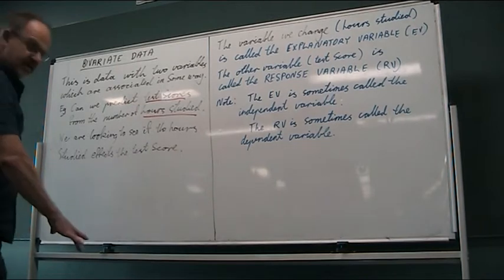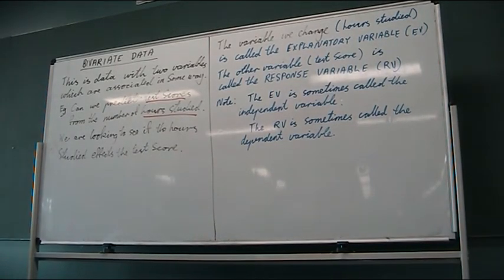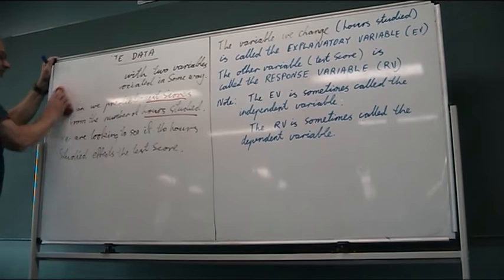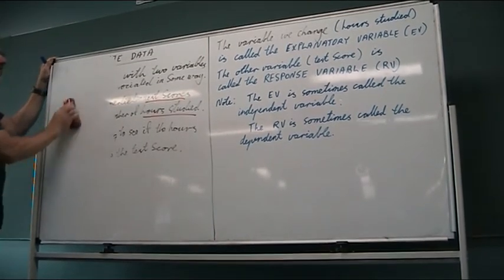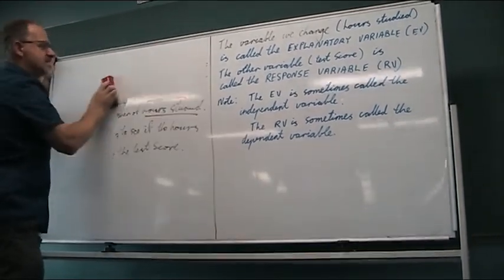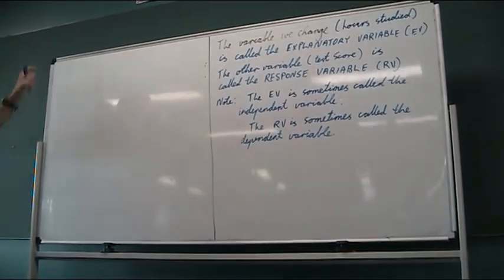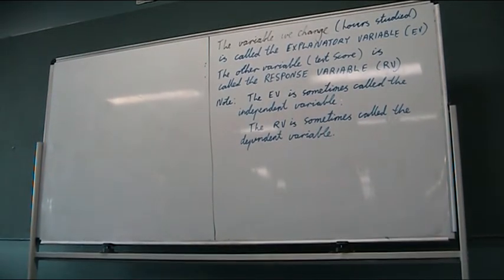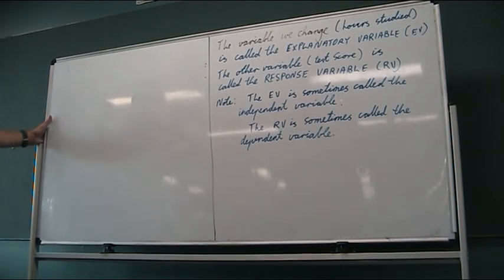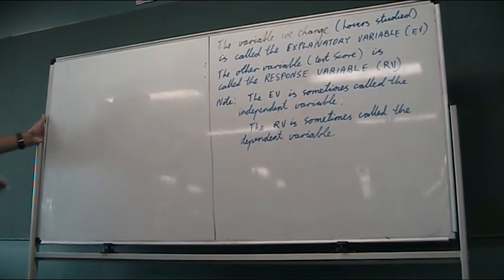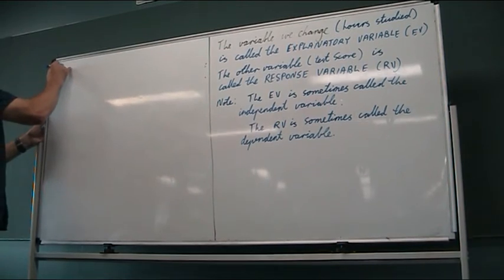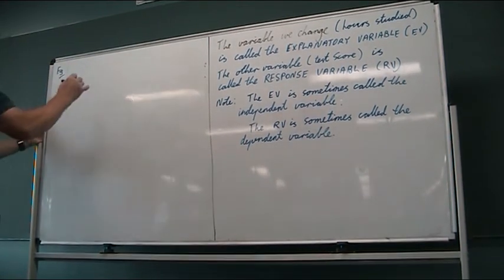Alright, so an example. So this first bit, what we're going to do is just look at identifying what are the explanatory variables and the response variables. So if I do an example, so here's the sentence or the question.